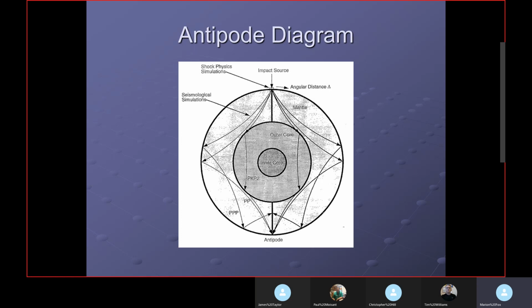seamounts that are in the Pacific Ocean. Particularly, there's a bunch there. These seamounts correspond to their antipodes for impact craters on the other side of the earth. And probably a bunch of volcanoes actually occurred from impact craters.